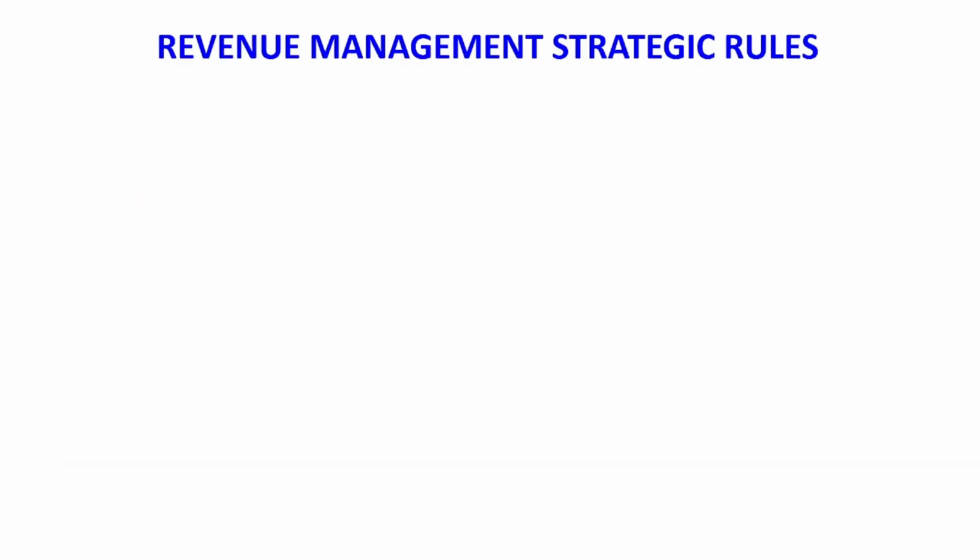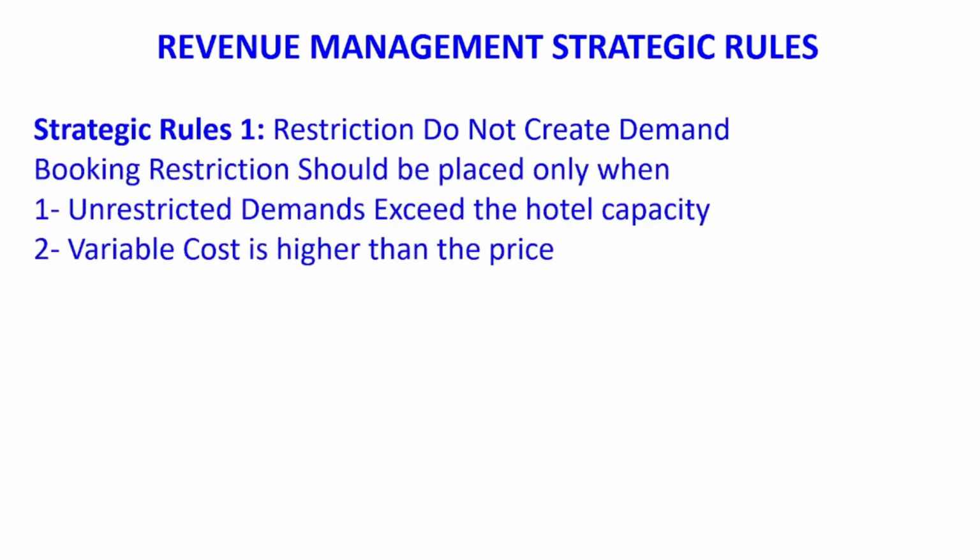Let's move on to the revenue management strategic rules. There are two strategic rules we need to remember. Strategic rule number 1: restrictions do not create demand. There is a question: when we are almost 100%, can we increase the price or close the lowest room category? This is totally wrong.